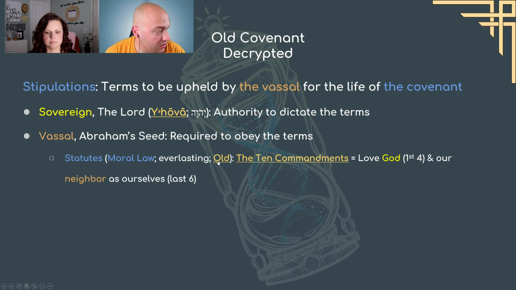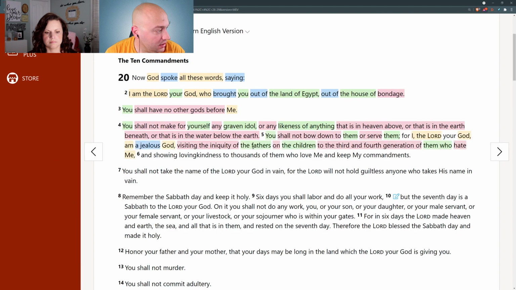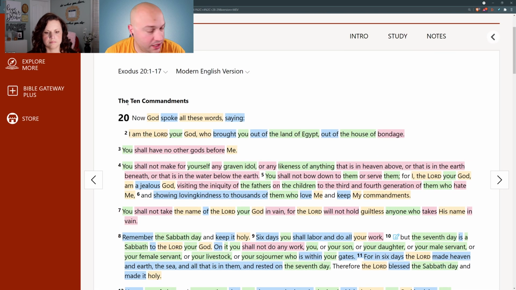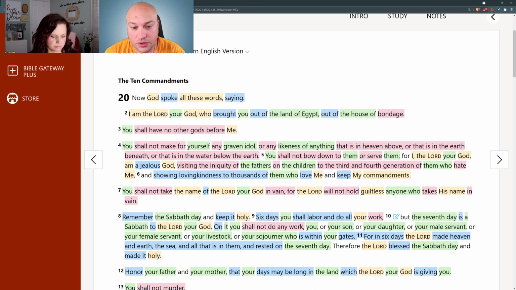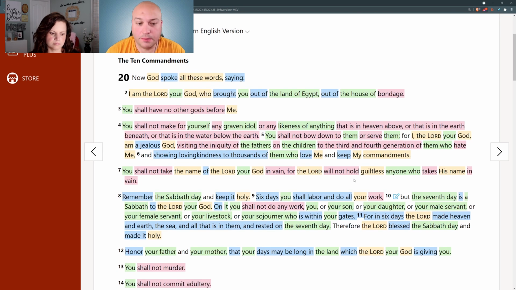Actually, let me bring this up. So let me actually bring up the Ten Commandments. So we're going to just read them to know what the stipulations were. So go ahead and read it from the beginning. So this is Exodus 20, beginning at verse 1.